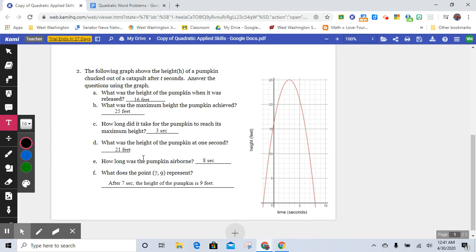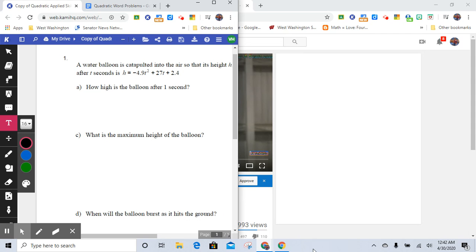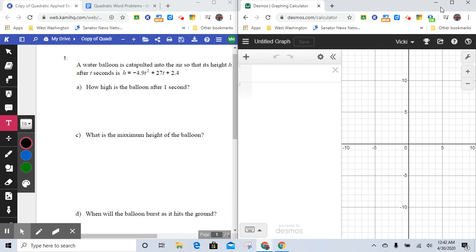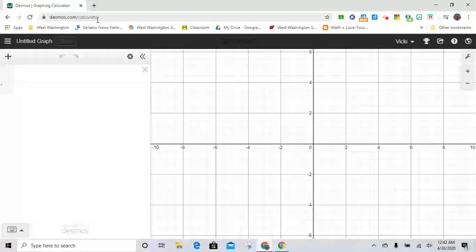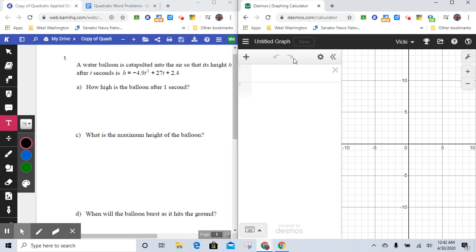So we are going to split the screen here. There we go. And so this is the Desmos graphing calculator. And what I did to go here, not just calculator because it may take you to the scientific one, I just searched Desmos graphing calculator. So I'm going to make this half of my screen again.